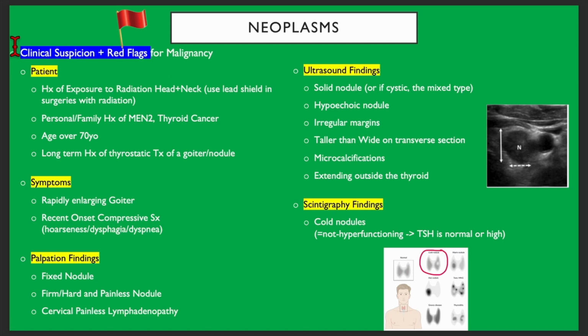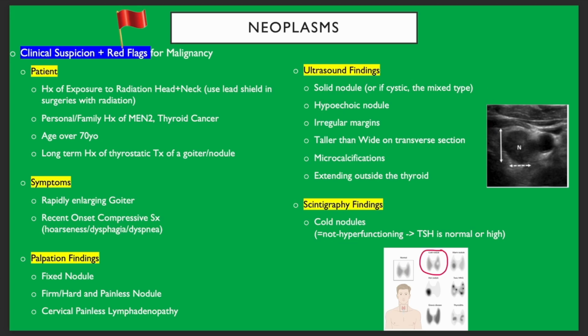So basically, we have different kinds of flags. Ultrasound is the most important, and scintigraphy. Yeah, cold nodules. Cold nodules are the problem. Cold nodules mean they don't function, so a tumor is not functioning. It's a hypoechoic nodule. You can see here it's black with irregular margins, which means that it's malignancy. It's invading the structures. It's solid, or if it's cystic, then it's a mixed type, the complex one.